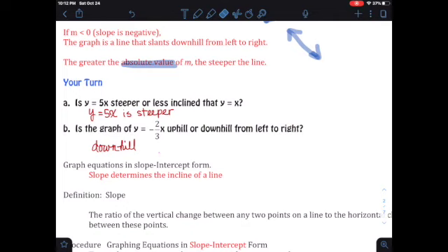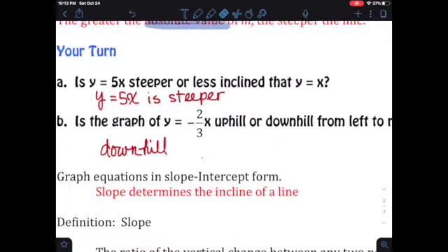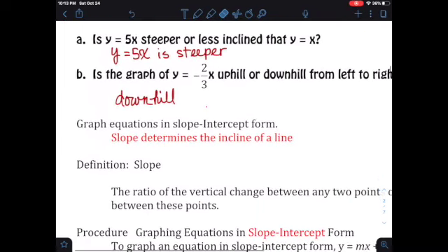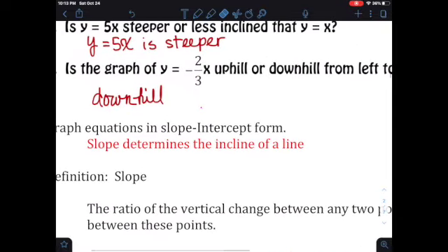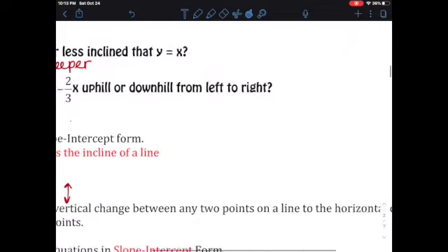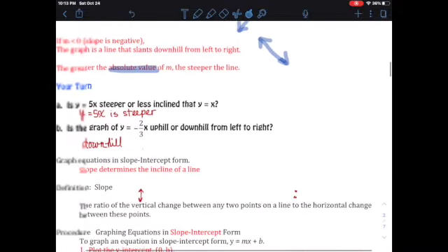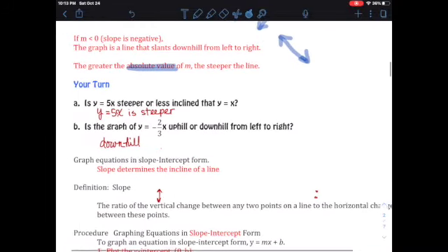Your turn answer is as follows. So moving on to the next thing. Graph equation in slope-intercept form. Slope determines the incline of the line. Definition of slope: the ratio of a vertical change between 2 points on a line to the horizontal change between those points, left and right.